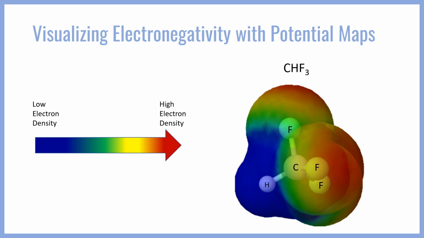These tools can be very helpful in understanding the behavior of larger molecules and will often be used to show why a certain functional group behaves the way that it does. And with that discussion of potential maps, we've actually reached the end of our content for this video.